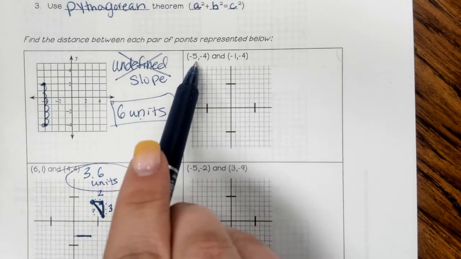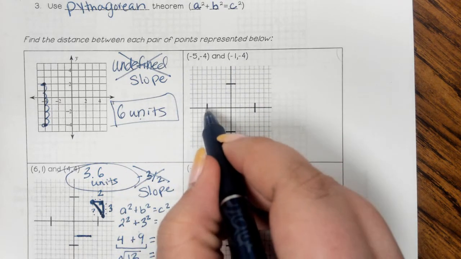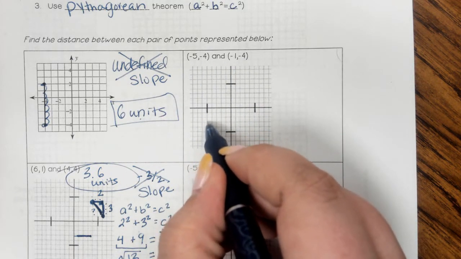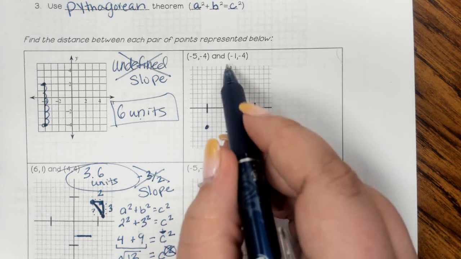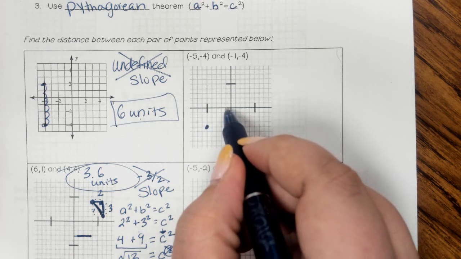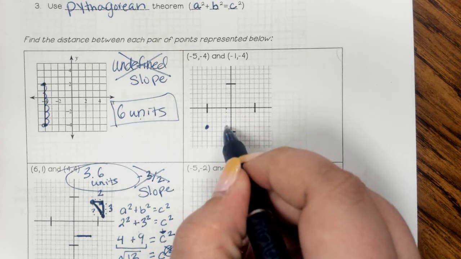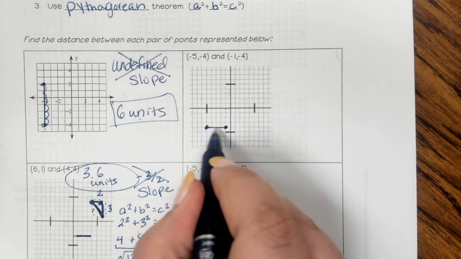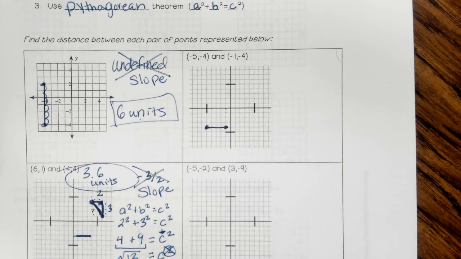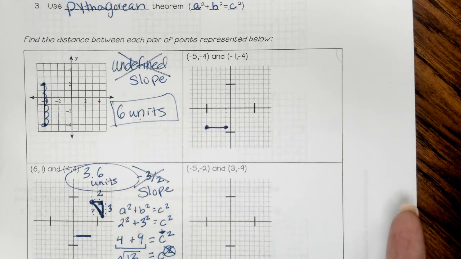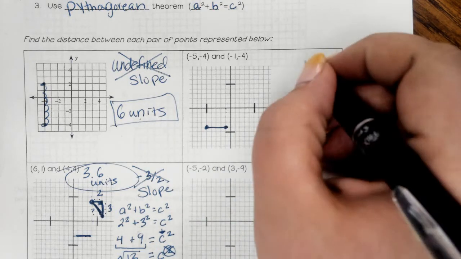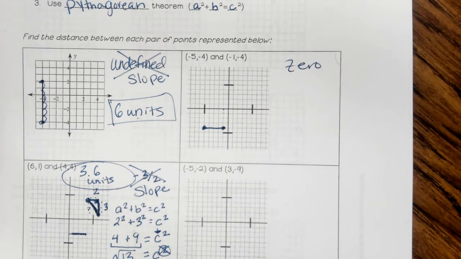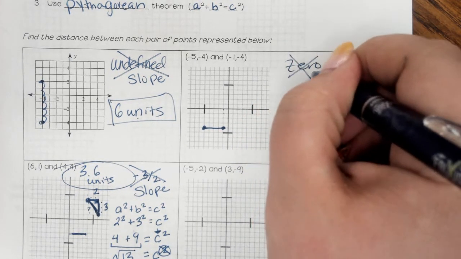So first I'll plot the 2 points, (-5, 4) and (-1, 4). Okay, connect those two coordinates. And the next step would be to make a right triangle, but I can't make a right triangle between those. It's a straight horizontal line. And you're looking at this and you're saying 0. And I'm proud of you for remembering the slope. That's the slope.